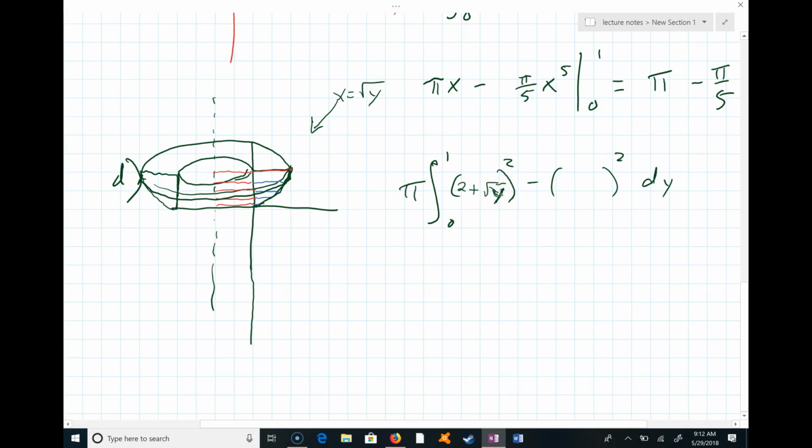Okay, I think this is the first one that's a little bit challenging. So we all okay with that? Any questions about that? You see where those numbers and letters are coming from?